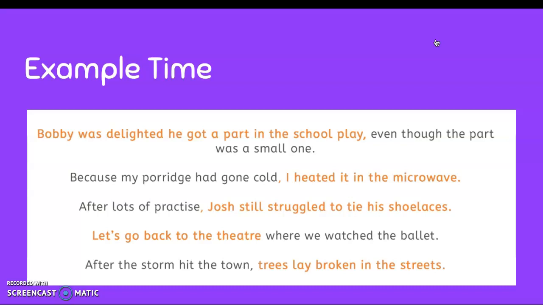Because my porridge had gone cold, I heated it in the microwave. After lots of practice, Josh still struggled to tie his shoelaces. Let's go back to the theatre, where we watched the ballet. After the storm hit the town, trees lay broken in the streets.